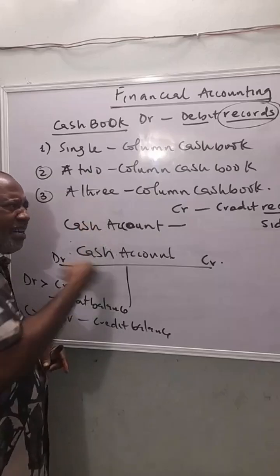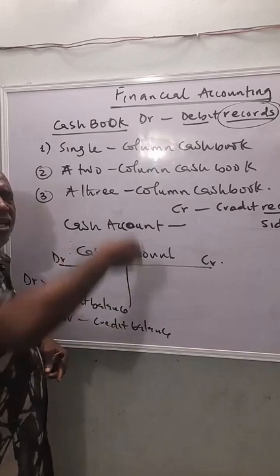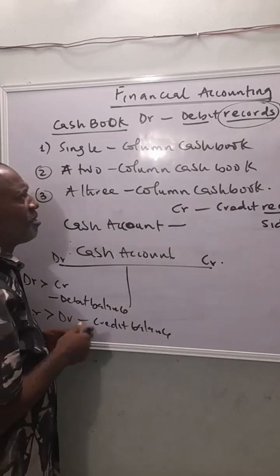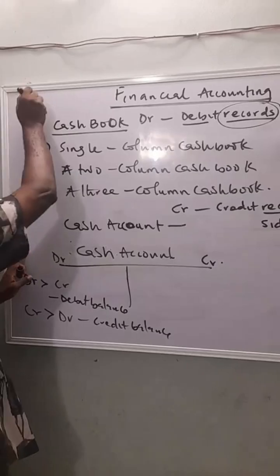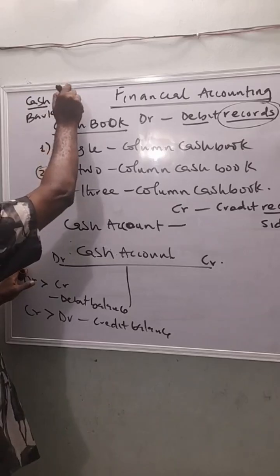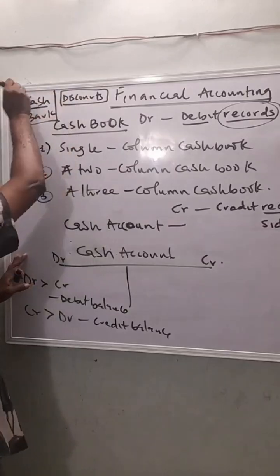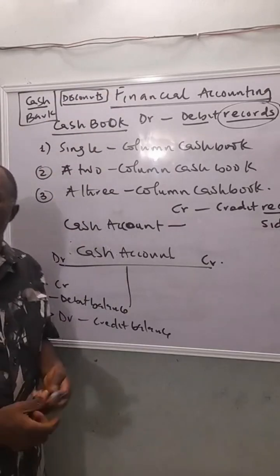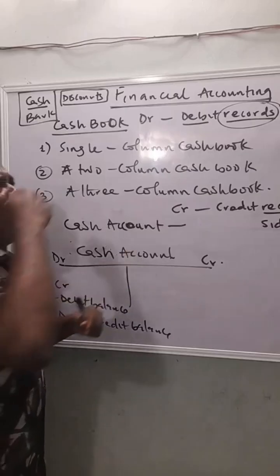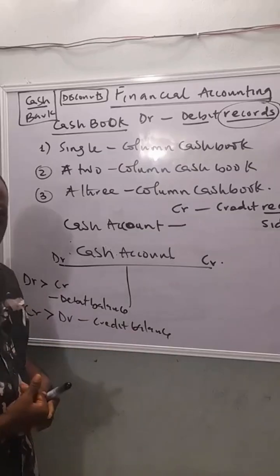We'll move on to the third one, which is called the 3-column cash book. The word 3-column cash book means that this type of cash book contains 3 transactions. The first one is cash, another one is bank, and another one is discount. This discount is divided into 2. We have discount allowed on the debit side of a 3-column cash book, while discount received is on the credit side of a 3-column cash book.